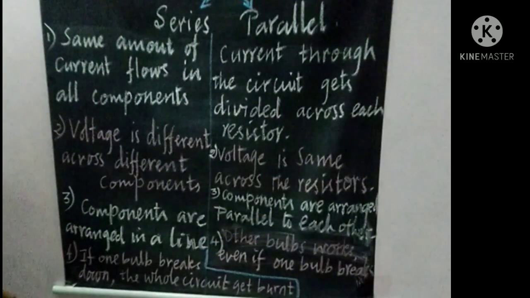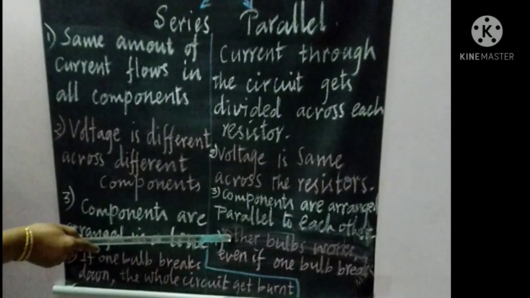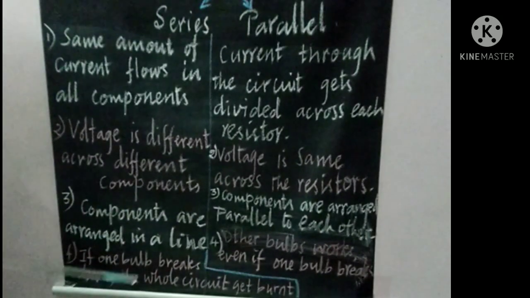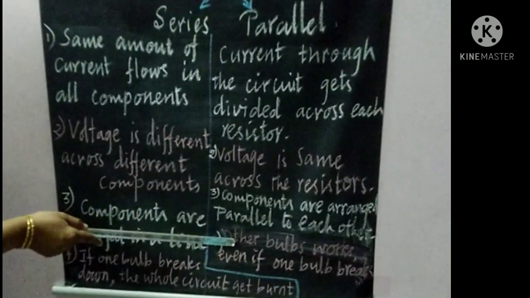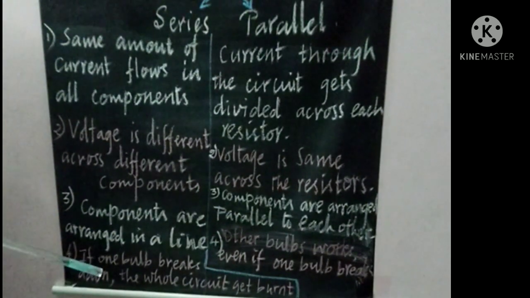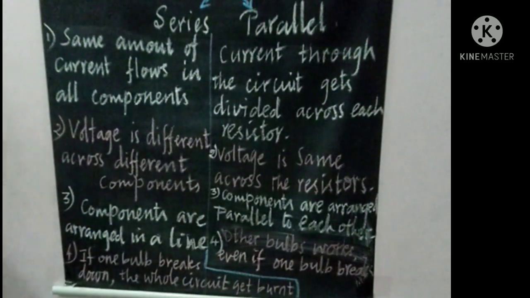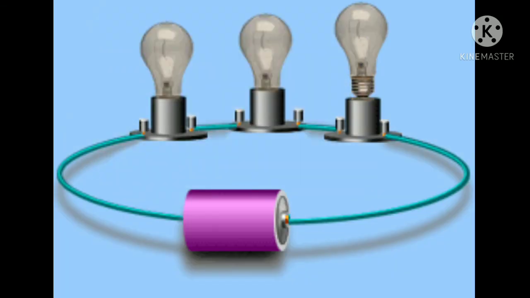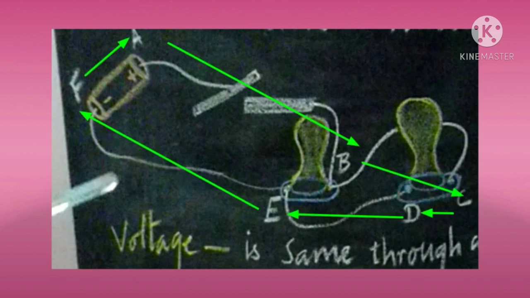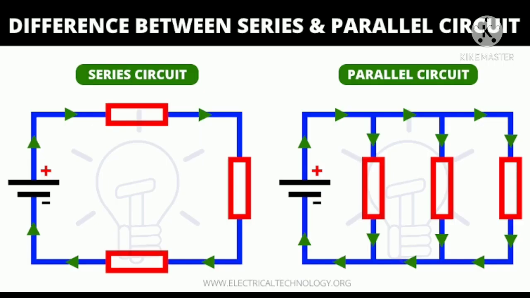Here in the parallel circuit, other bulbs will work even if one bulb breaks, because each and every bulb is connected to the battery with a different current. Okay. With that we end this session, that is series circuit, parallel circuit, where each and every bulb takes a separate connection from the battery, and the difference between series circuit and parallel circuit.